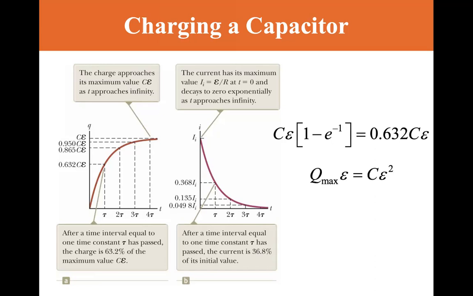And the energy supplied by the battery during the time required to fully charge the capacitor is Q max times the voltage, which is equal to the capacitance times the voltage squared. Now, that's the energy supplied by the battery. The energy stored in the capacitor is 1/2 Q max times the voltage, which is equal to 1/2 times the capacitance times the voltage squared. If this is what's supplied by the battery, but this is what's stored in the capacitor, the rest of it is dissipated as internal energy in the resistor.